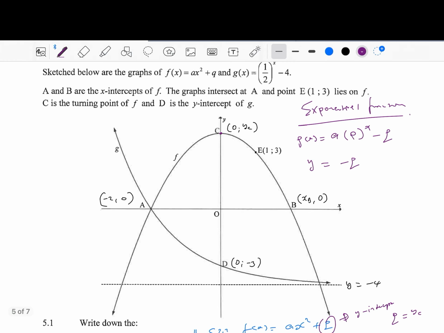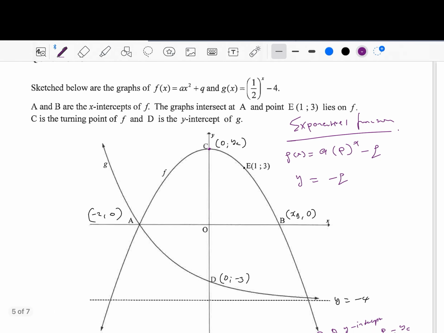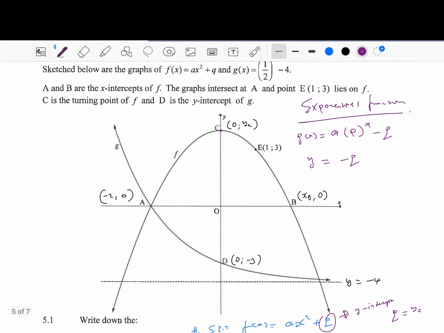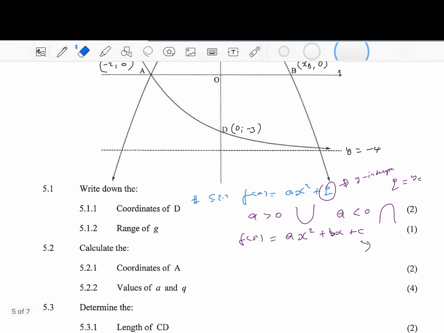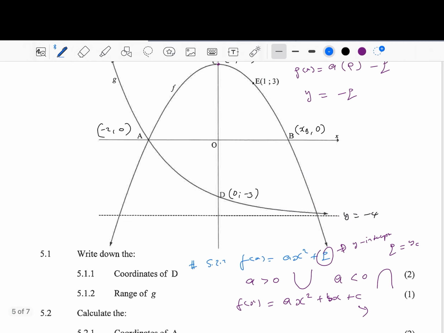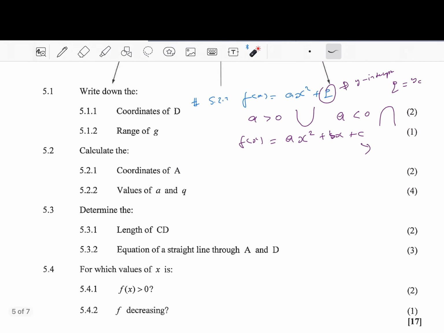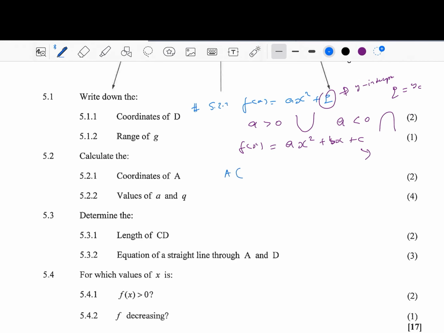Maybe we can, maybe we cannot. We'll see what other ways there are of doing this. But we know a lot, actually. We know that f touches A, and A is negative 2 and 0. So let's use that information. A is part of the x-intercept of f, meaning f of negative 2 is 0.